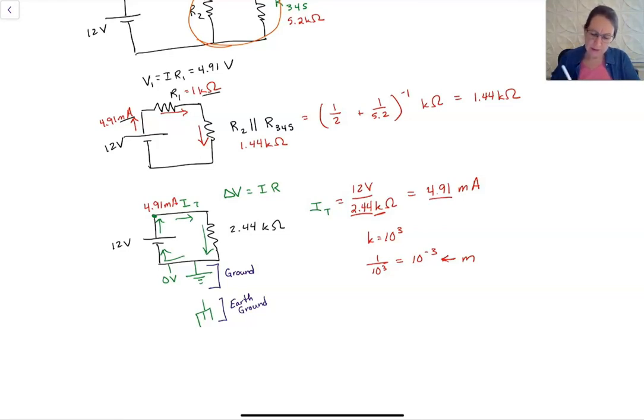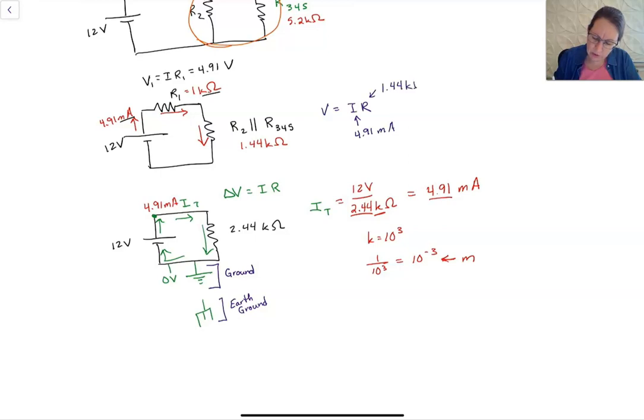For this second one, I'm going to get rid of this work now. We can say, again, V is equal to IR. The current is still 4.91 milliamps, and the resistance is 1.44 kiloohms. So the voltage there, if I multiply those two together, I get 7.07 volts.